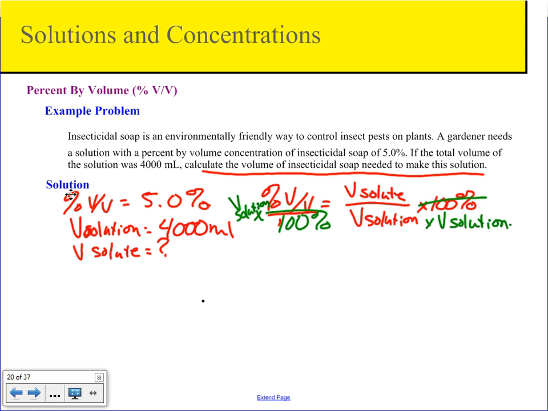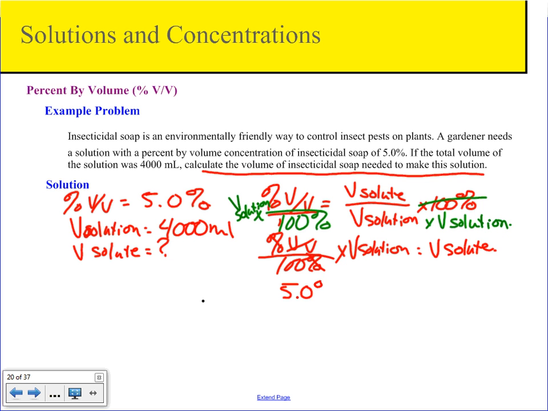Again, this gives me the same equation as before, where percent by volume divided by 100%, cancel out the percents here, times the volume of my solution, is going to give me the volume of the solute. In this case, that is my insecticidal soap. So I am going to sub in my values, so this becomes 5.0% divided by 100%, times 4,000 milliliters, which will tell me the volume of my solute.